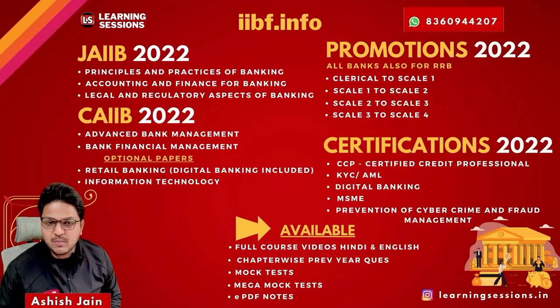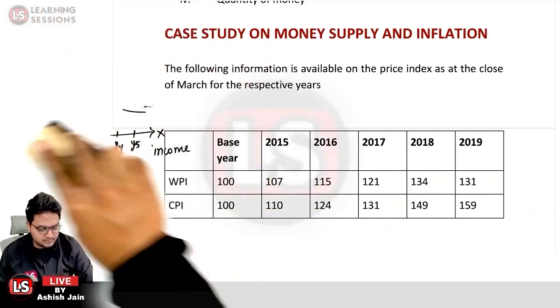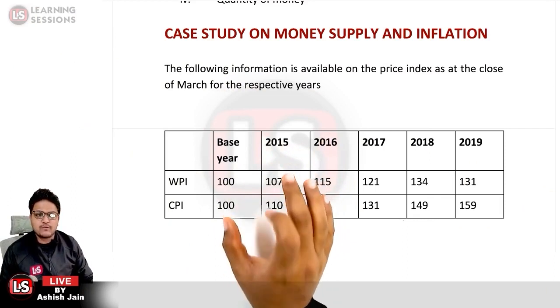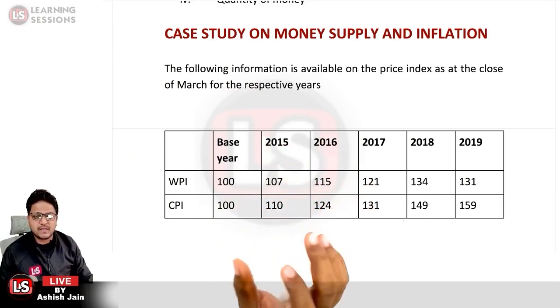This case study is based upon the money supply and the inflation over there. So let us look at the questions over here. We are provided with a case study which says the following information is available on the price index as at close of March of the respective years.